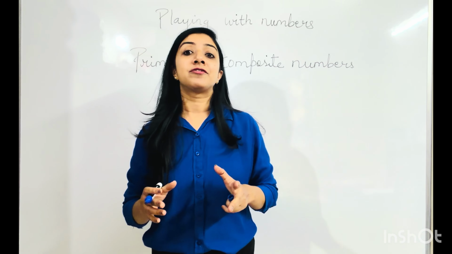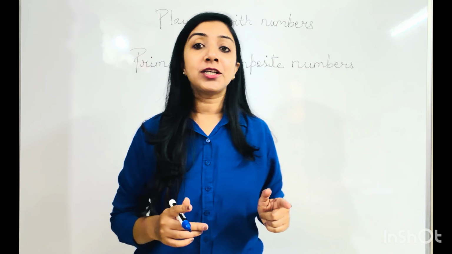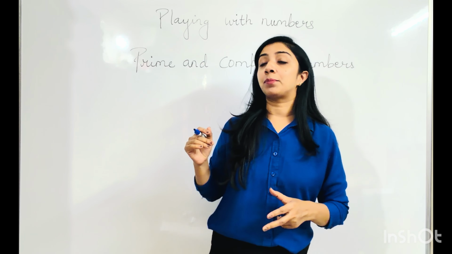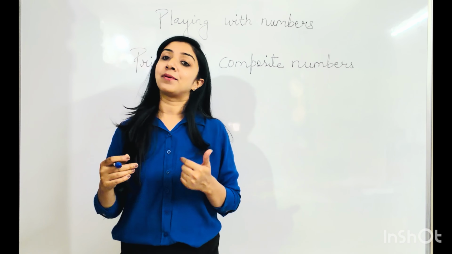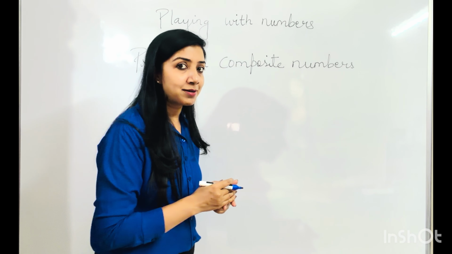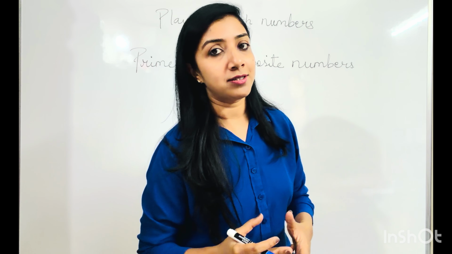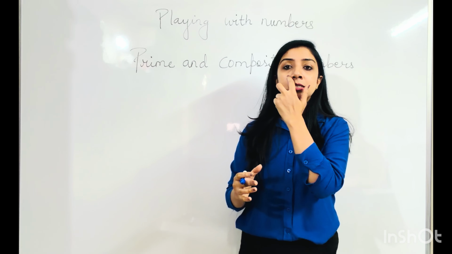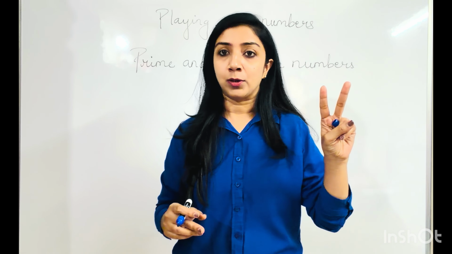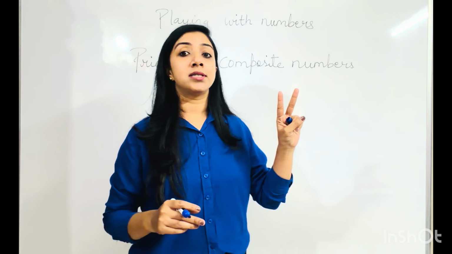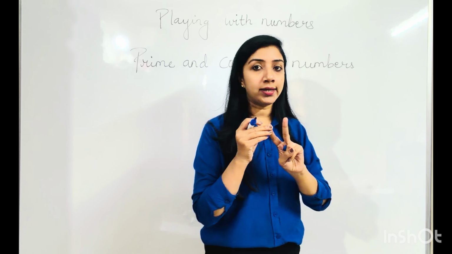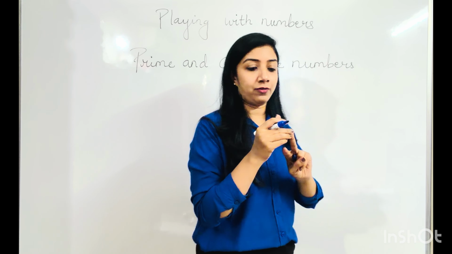Now children, after factors and multiples, we are going to start prime numbers and composite numbers. And this chapter also, children, we had revised in our previous classes. But then again I'm going to explain what prime numbers and composite numbers are. So what are prime numbers? Prime numbers are the numbers which have only two factors, that is 1 and the number itself.